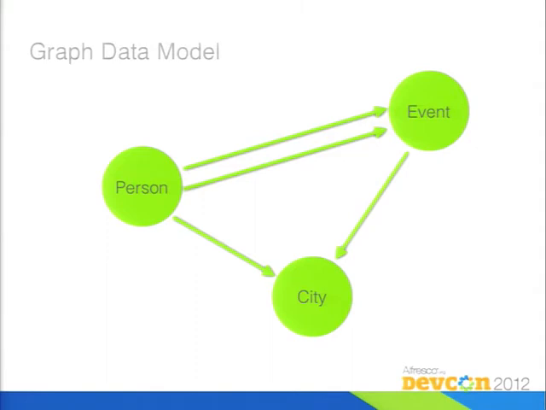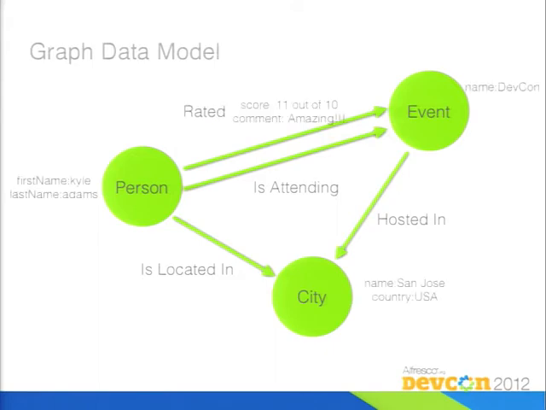Graph data model is very simple. We basically have nodes and relationships between the nodes. You can name the relationships. So basically, a person can be attending a particular event, and the event can be hosted in a particular city. And within that data model, you can add properties to both the nodes and the relationships. So we see that Kyle is attending DevCon that's hosted in San Jose.